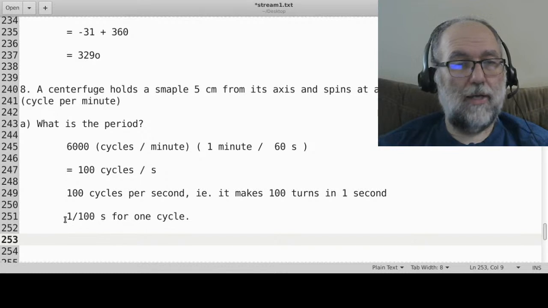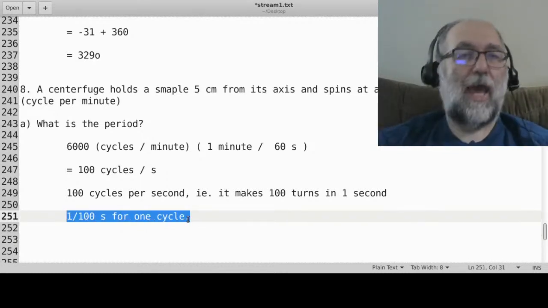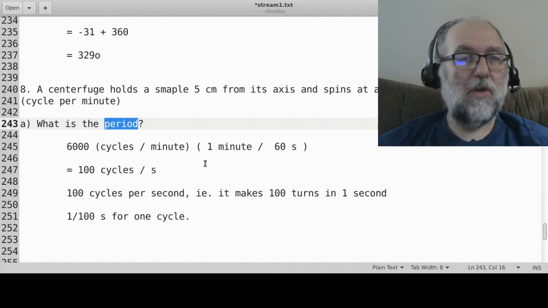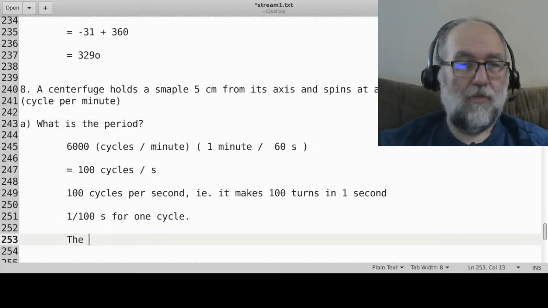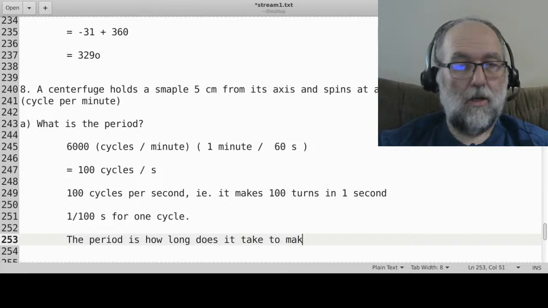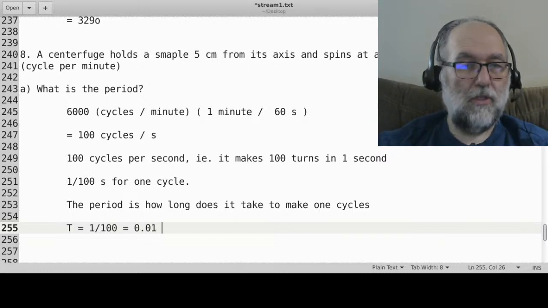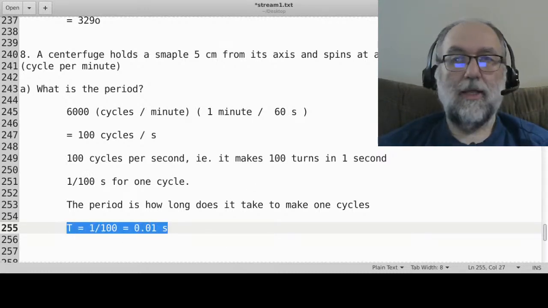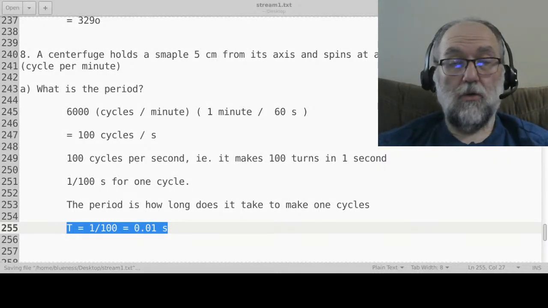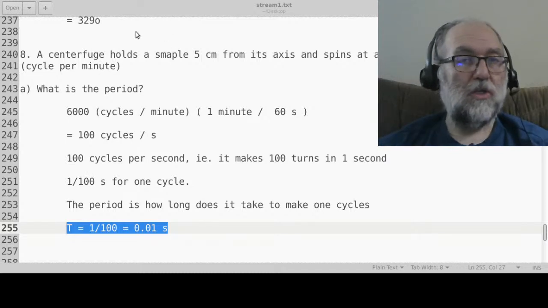Okay, and you say, well, why did I come up with that? Why was I doing that? Because that's what the period is. That's exactly what the period is. The period is how long does it take to make one cycle? And the answer is 100th of a second, or in decimal form here, 0.01 seconds. Okay? Ta-da! All right, so there you go, 100th of a second. Okay, that's your period. That answers the first question.